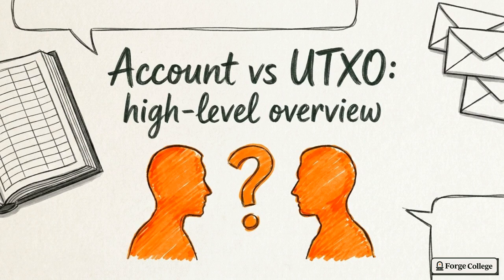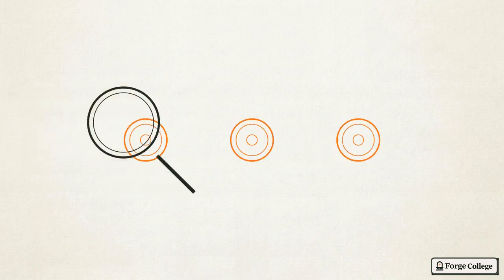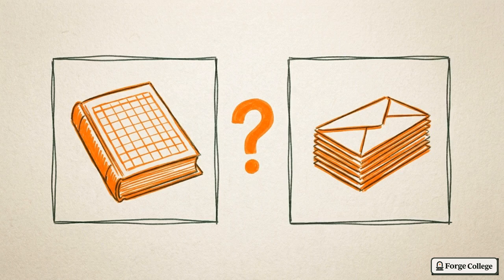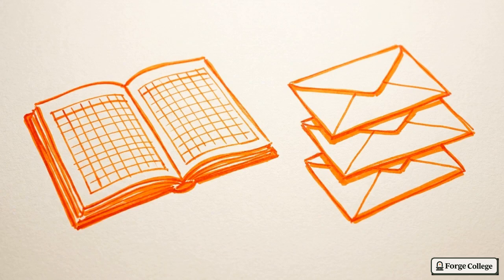Think about this for a second. When you send 3 digital coins to a friend, how does the computer actually know you have 3 coins to spend? Every blockchain has to choose between 2 different ways to keep track of who owns what. They either use a master ledger or they use independent token envelopes.